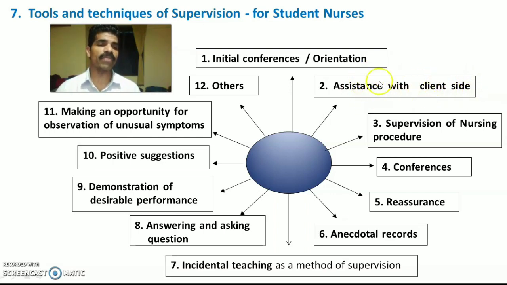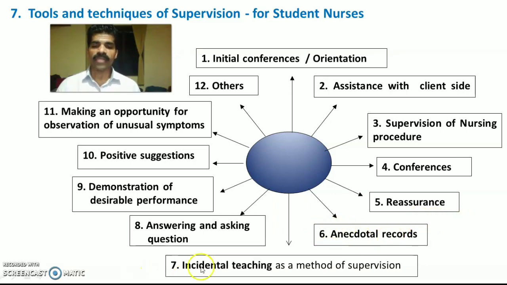So it is assisting or helping the students to render the community health nursing services to the client or a family member. The third one is supervision of nursing procedures, that is supervision of various nursing procedures rendered by the student nurses through the bag technique. Then conducting periodic conferences, individual and group conferences. Then reassurance, that is nothing but motivation of the students to render quality nursing services, thus increasing the confidence of the student.